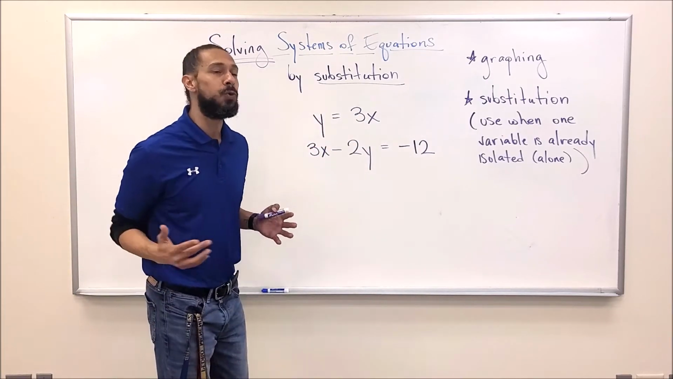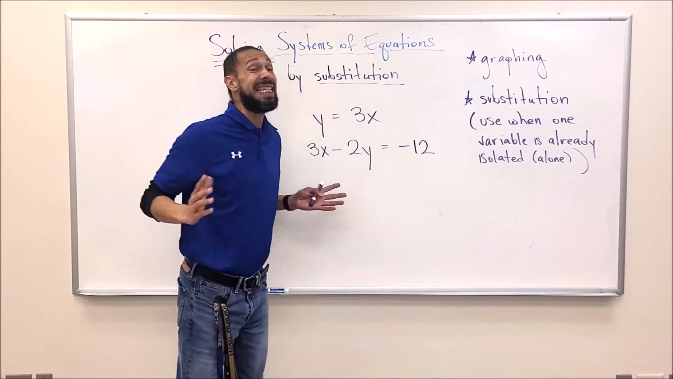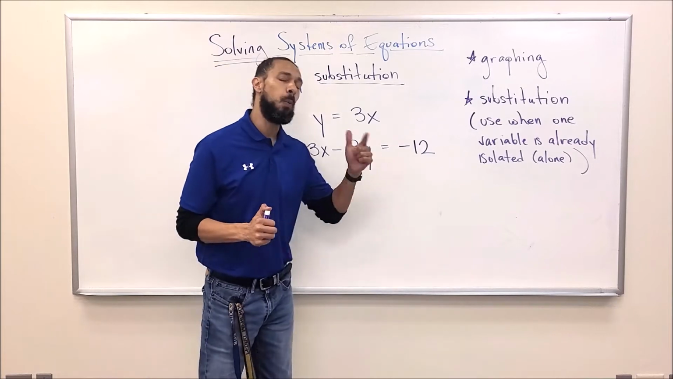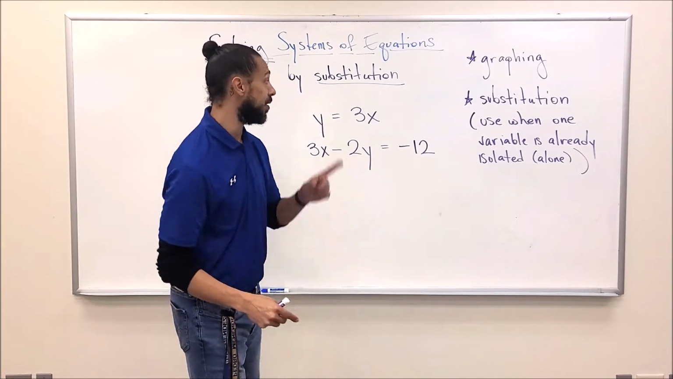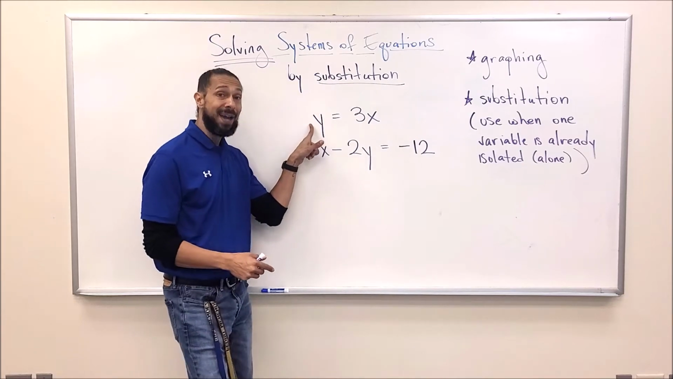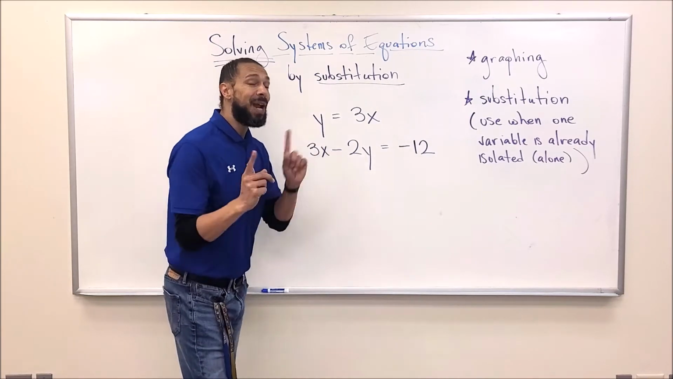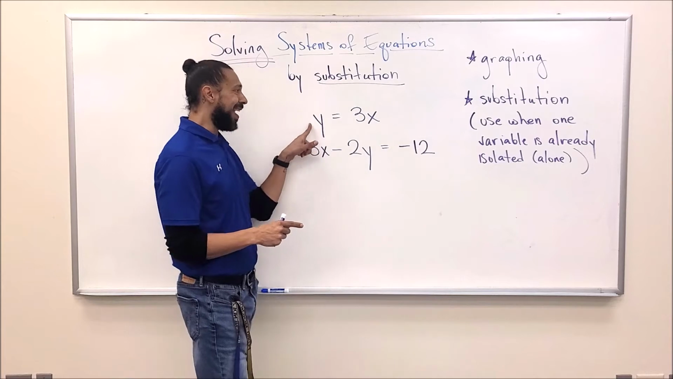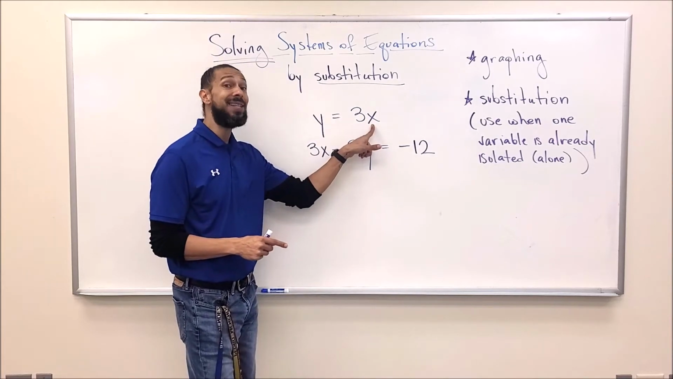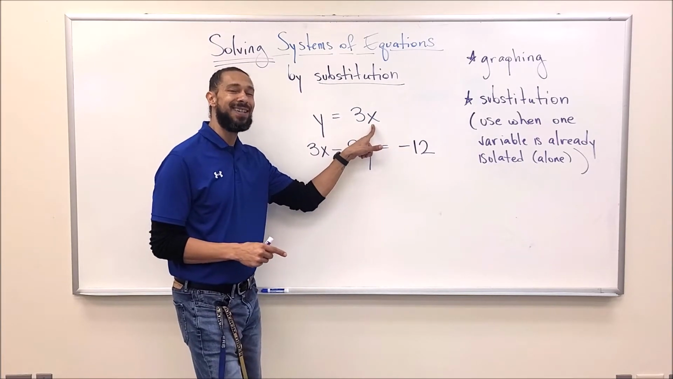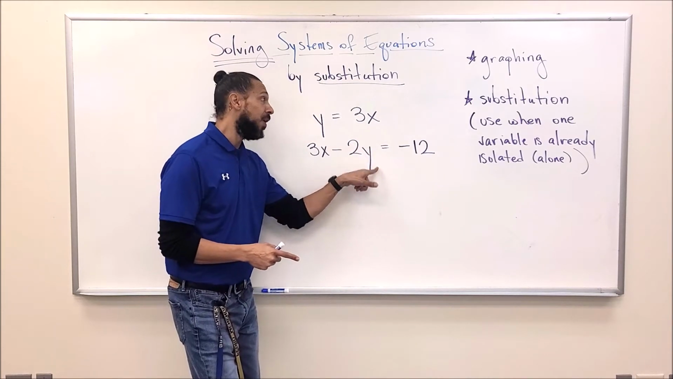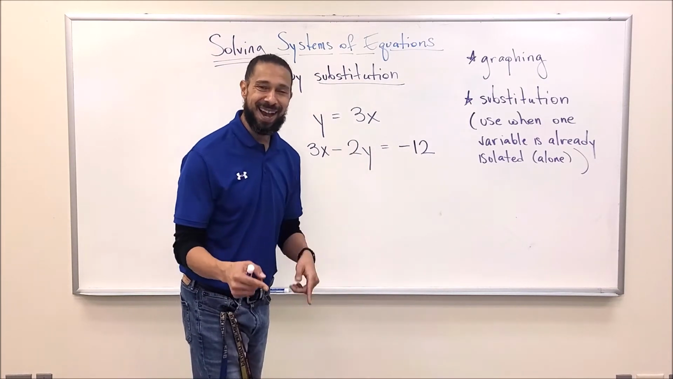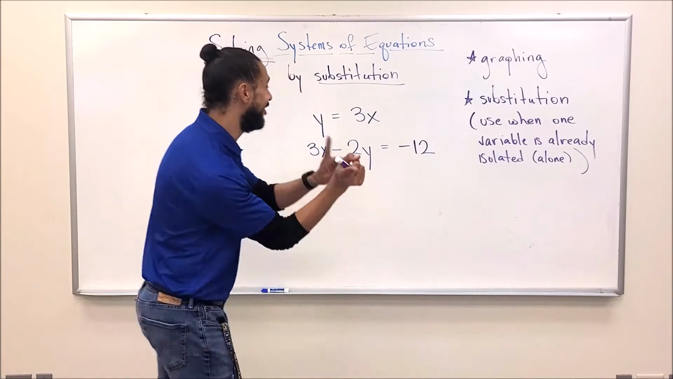Here's a good rule for when it's easiest to use substitution. When one variable is already isolated, when one variable is already alone, in this case, notice my y is already alone. So what I can do is take what y is equal to and substitute it. I'm going to replace this y with what y is equal to. It's going to look something like this.